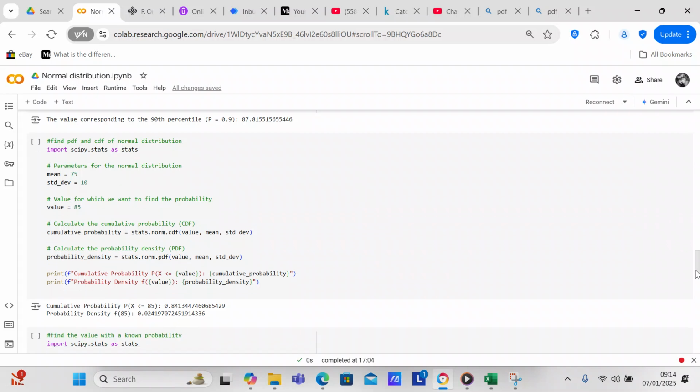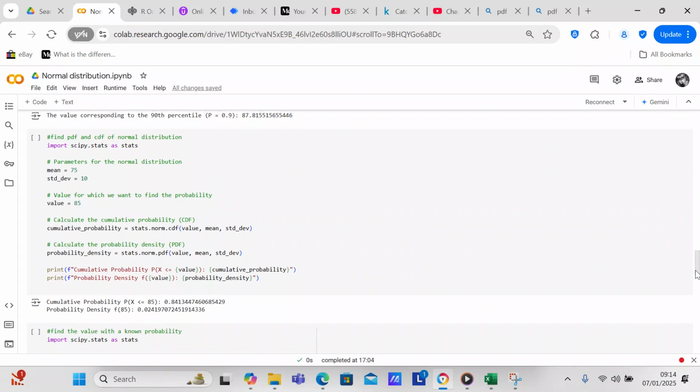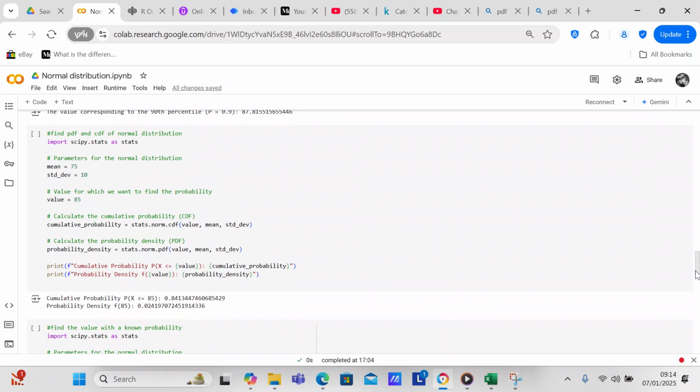This is one that calculates the PDF and the CDF of a normal distribution. We're going to import scipy stats as stats. The mean is 75, the standard deviation is 10, and the value is 85.